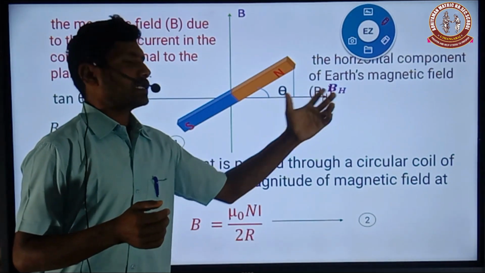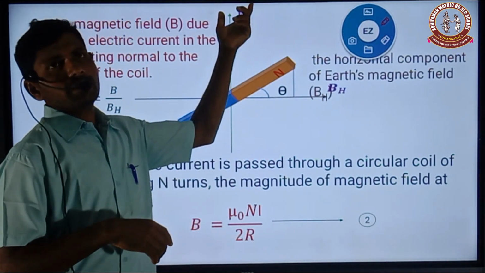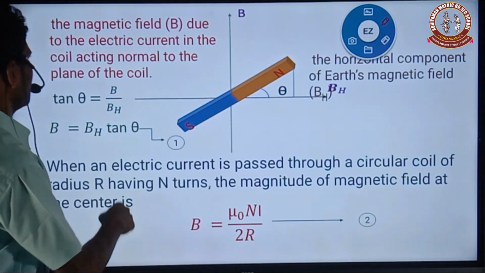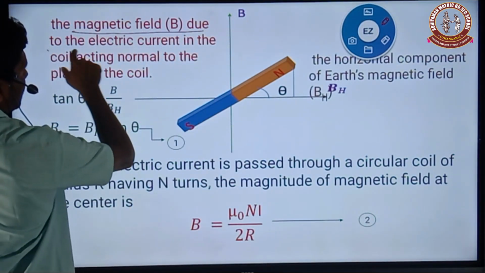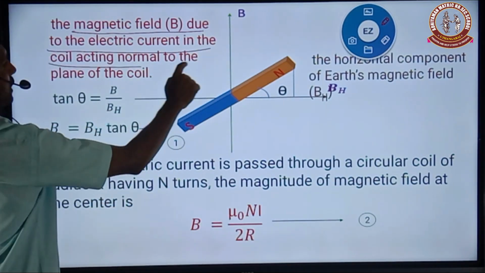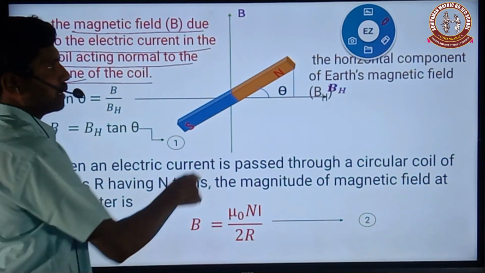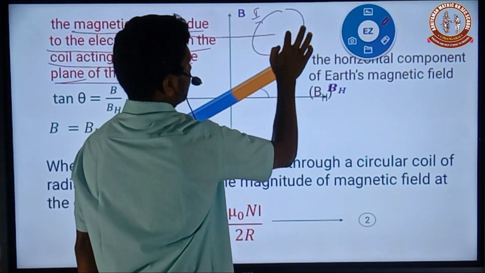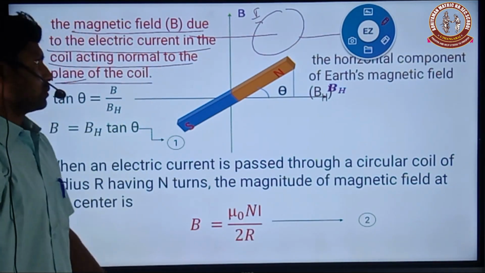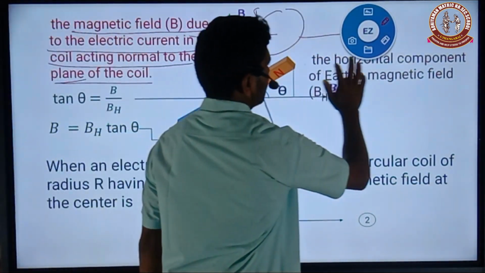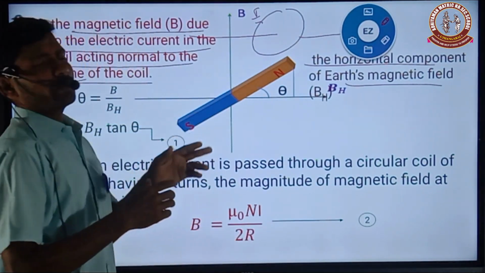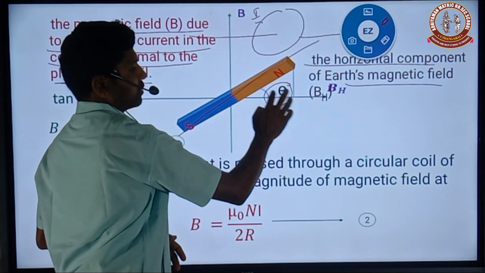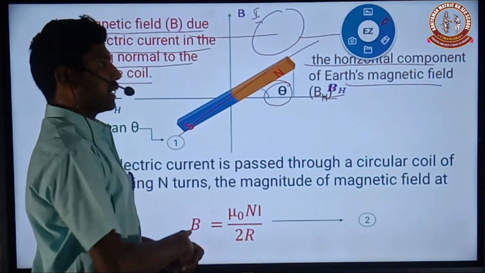The two magnetic fields are BH, the horizontal component of the earth's magnetic field, and B, the magnetic field due to the electric current passing through the coil. The field B due to the current acts normal to the plane of the coil. The current I passing through the coil produces a magnetic field along the normal to the plane of the coil. The other is BH, the horizontal component of the earth's magnetic field. So two magnetic fields act on the magnetic needle, which comes to rest along the resultant at an angle theta with respect to the horizontal component of the earth's magnetic field.